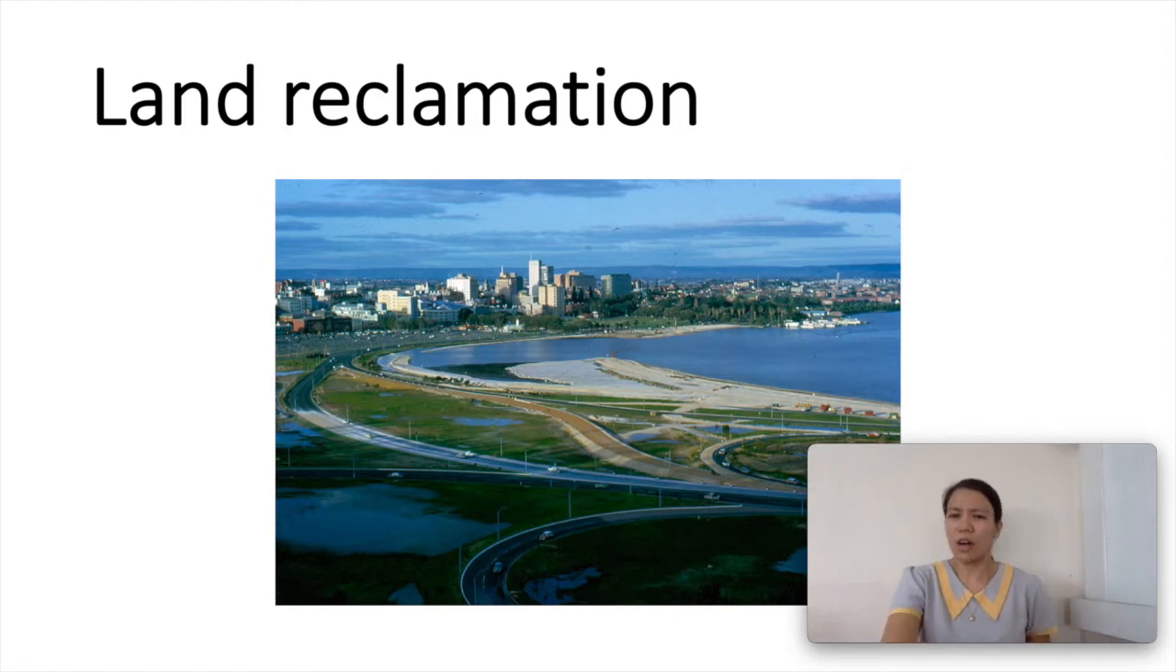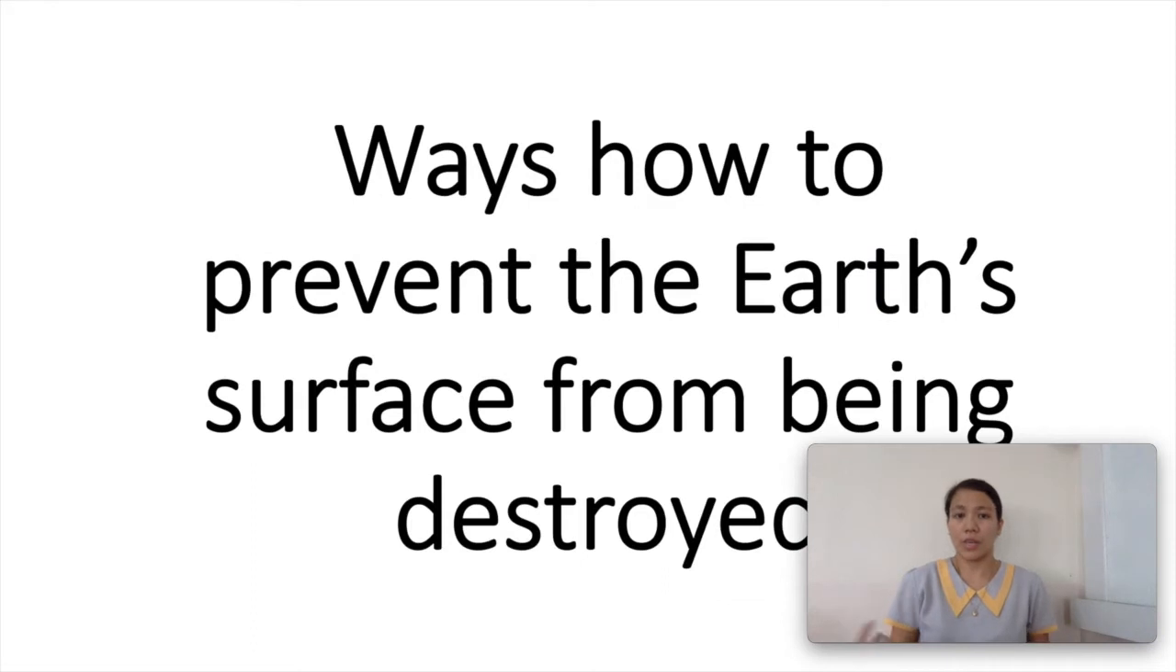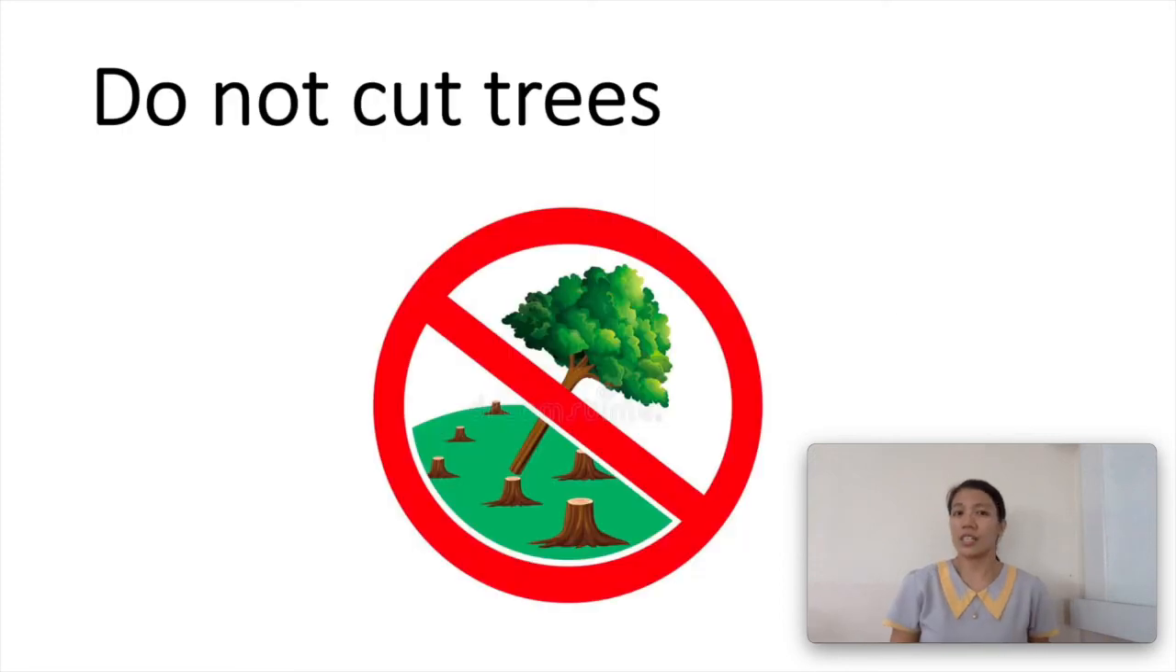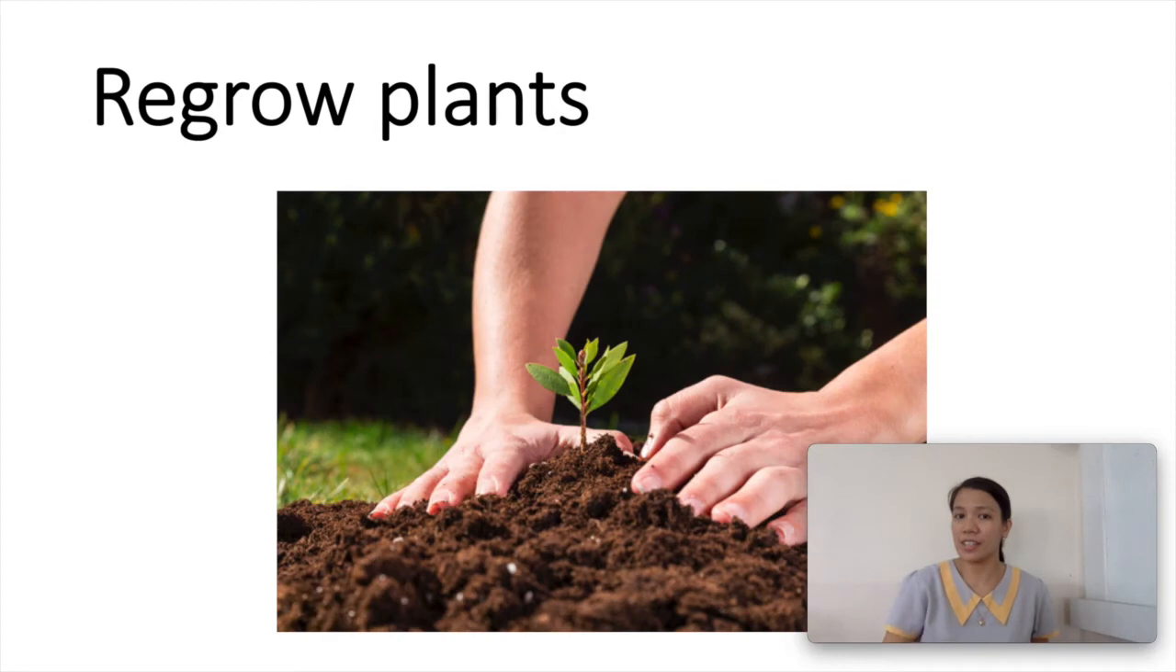This is one of the main causes why the Earth is changing. So now, how can we prevent destruction of the Earth? Here are the ways to prevent the Earth's surface from being destroyed. First, do not cut down trees. And next, maybe we can regrow a lot of plants and save our environment.